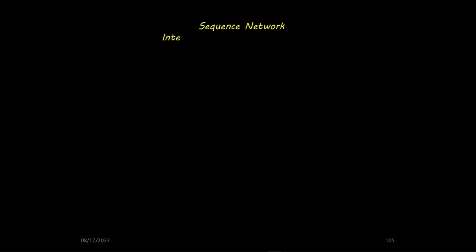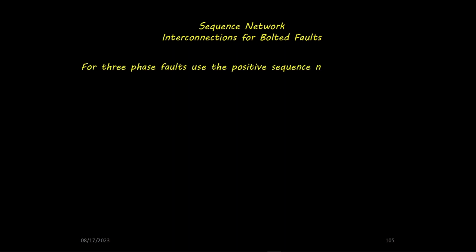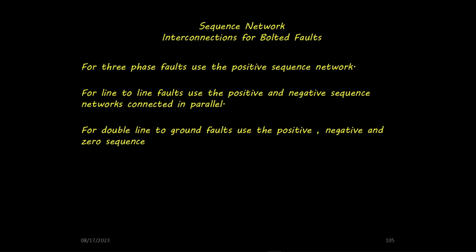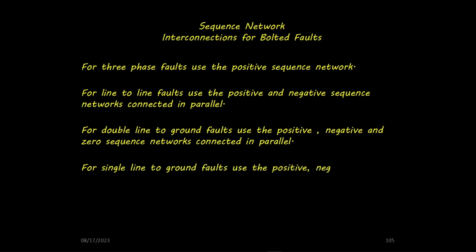For bolted faults, we combine the sequence networks in the following ways to calculate the fault currents. For three-phase faults, we use the positive sequence network. For line-to-line faults, we use the positive and negative sequence networks connected in parallel. For double line-to-ground faults, we use the positive, negative and zero sequence networks connected in parallel. For single line-to-ground faults, we use the positive, negative and zero sequence networks connected in series.